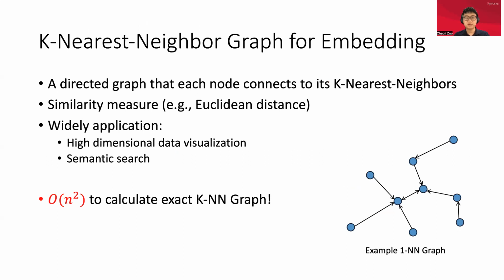With this vector embedding, we can build a K-nearest neighbor graph, which is a directed graph that each node connects to its K-nearest neighbors. And we will have a similarity measurement to measure the distance relationship between the nodes, for example, the Euclidean distance for the high-dimensional vector. And this kind of graph has wide applications like high-dimensional data visualization or semantic searching. But the problem is that calculating the exact KNN graph is expensive, which needs at least n-squared calculations.